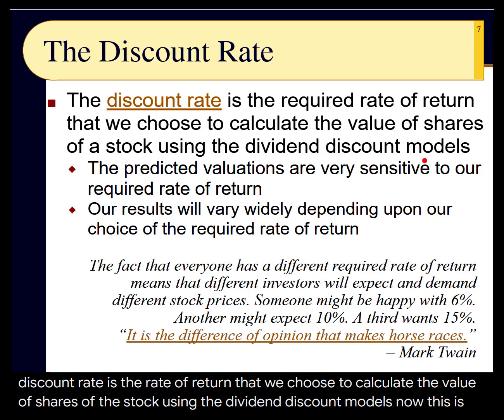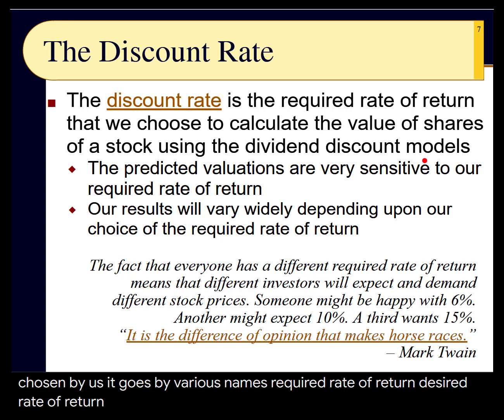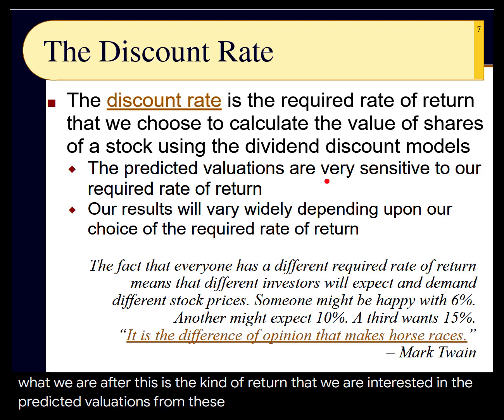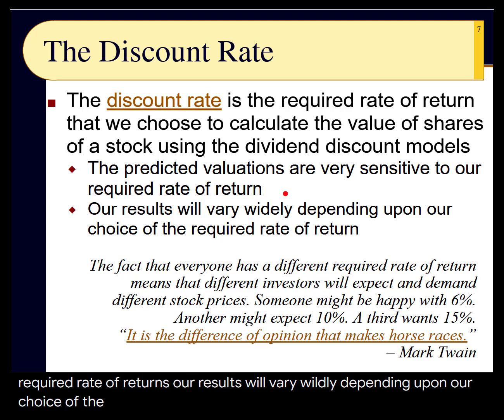Now, this is chosen by us. It goes by various names: required rate of return, desired rate of return, expected rate of return, or simply the discount rate. This is what we are after. This is the kind of return that we are interested in. The predicted valuations from these models are very sensitive to our required rate of returns. Our results will vary wildly depending upon our choice of the required rate of return.